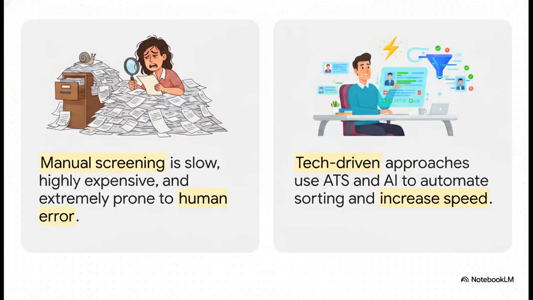So to actually survive these modern challenges, HR is undergoing a massive digital transformation. The old way of manual recruitment, having an HR associate literally read through 2,000 physical resumes, is slow, it's expensive, and it's super prone to human error and delays. But the new tech-driven approach utilizes sophisticated applicant tracking systems, AI-based screening, and data analytics to automate all that heavy lifting of resume sorting. Basically, this technology frees up HR to actually focus on high-level strategy rather than just drowning in paperwork.